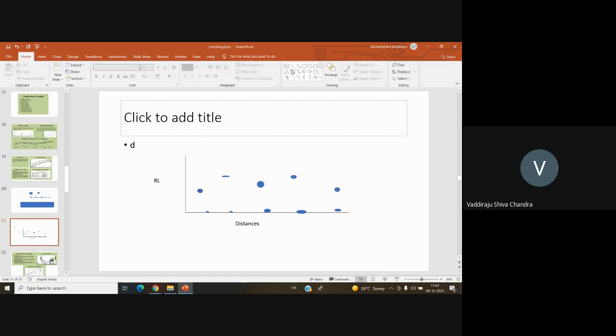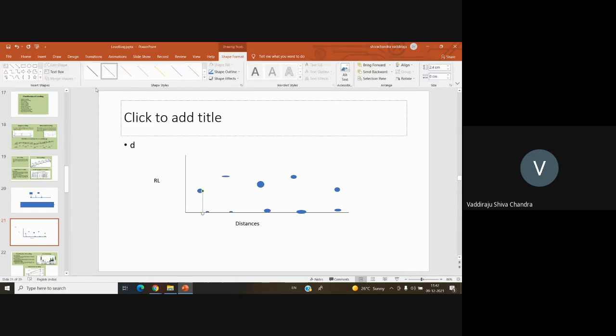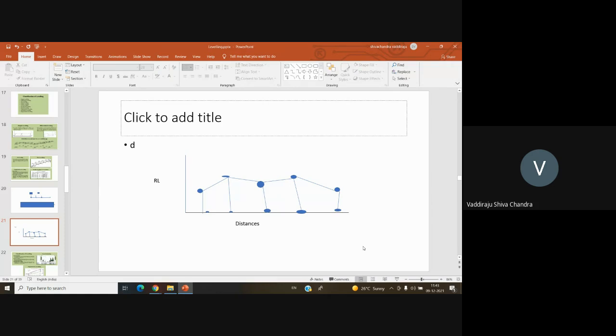So what happens is you can simply join all of them using a straight line. Please don't bother about the shapes here because I'm not using a mouse. So I'll simply join all of this again. If I join like this, I'll get the profile of the natural ground surface: at 5 meters what is the RL, at 10 meters what is the RL, at 20 meters what is the RL. Okay, this is how the profile of the existing ground surface is.